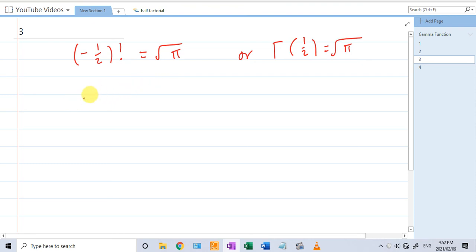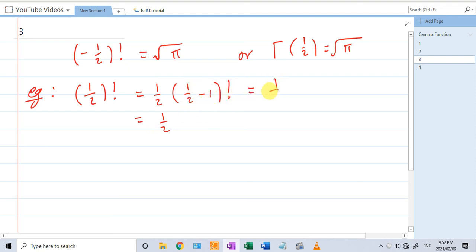So using this, we can generate some factorials. For example, what is half factorial in this case? Half factorial is basically half into half minus 1 factorial. So what we have is half into, what's half minus 1? This is basically half into minus half factorial. We know that minus half factorial is equal to root pi. So therefore half factorial is just equal to square root of pi over 2.